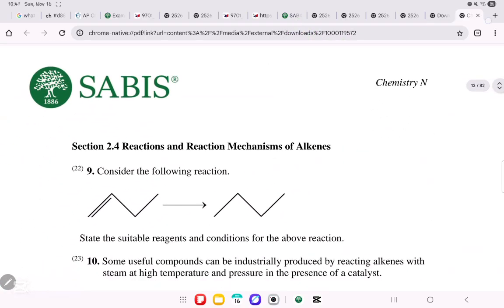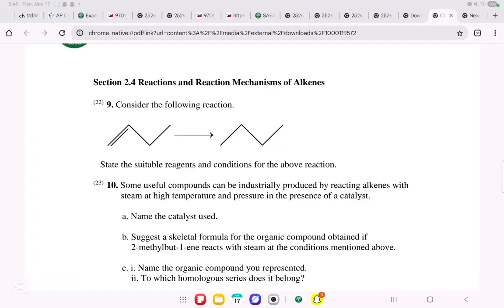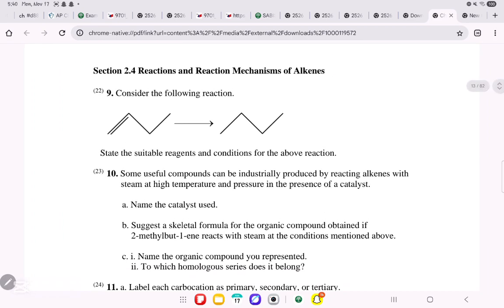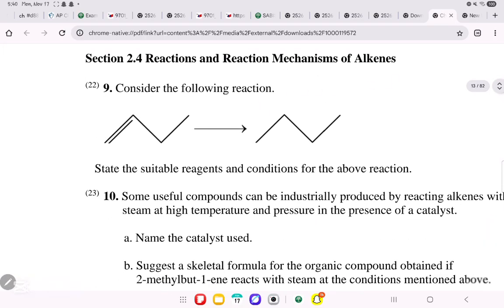We'll now move on to 2.4. So we move on to section 2.4. It's about reactions and the reaction mechanisms of alkenes. Now, what does it say? It says consider the following. What do we have over here? We have but-1-ene, right? What happens to the but-1-ene? It will become butane. How does this happen? This happens by the hydrogenation of but-1-ene. So the hydrogenation of an alkene will give you an alkane.